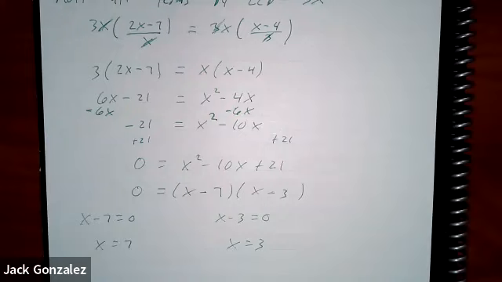Any questions on 13? So we were just solving for this one. We weren't doing like the number line and all that good stuff, right? Yeah, we're just solving for x. That's it. So x is 7 and x is 3.